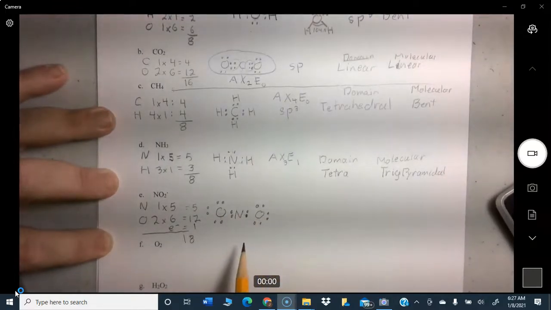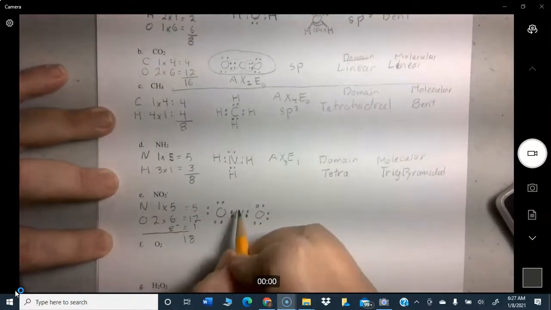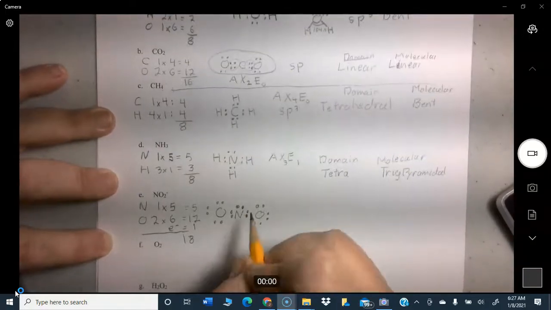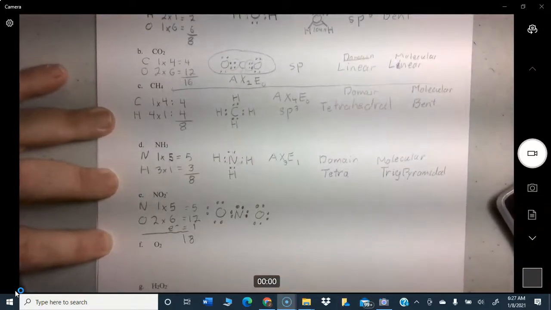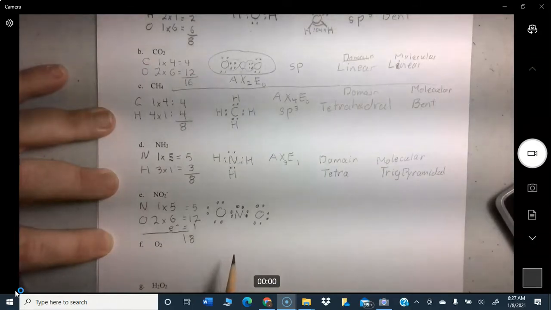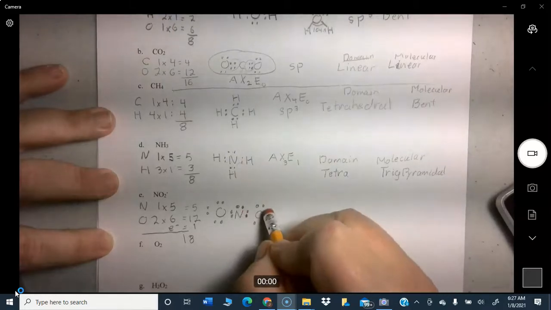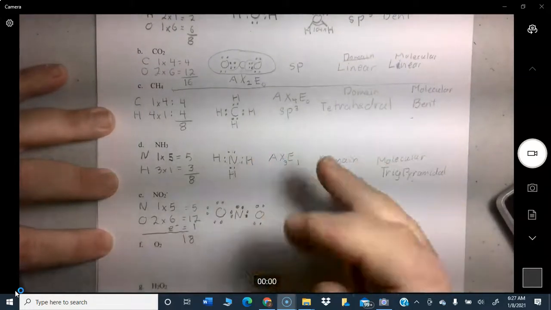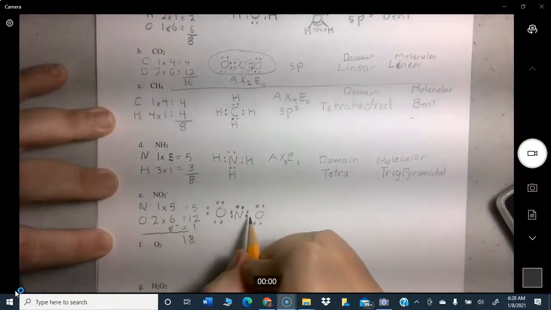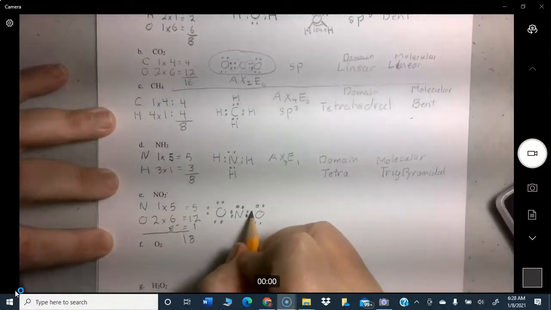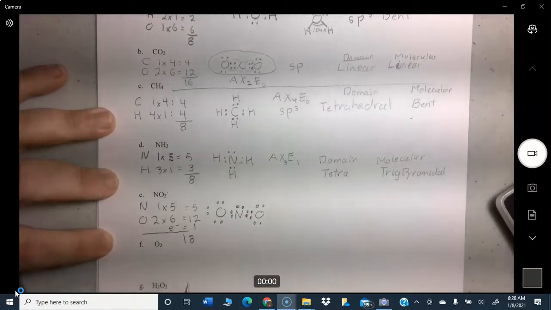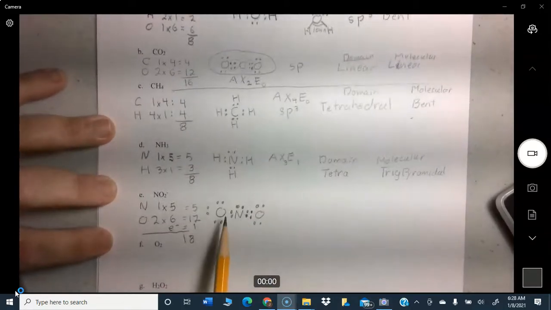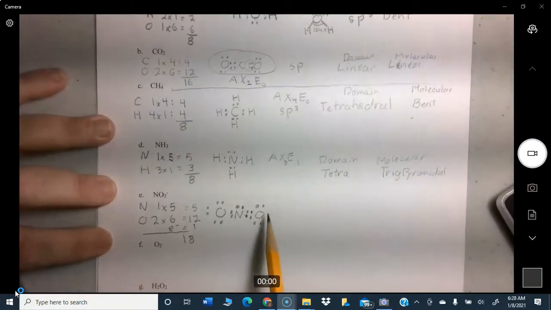Okay, so now we have 16. We need 18, 2 more, so we're going to put them here. Alright, so now we have 18, but nitrogen still doesn't have a full octet, so what we can do is we don't want to add or subtract any, we just want to move some, so we're going to take this pair and we're going to move it and make a double bond in here. Alright, so you have a molecule with 1 double bond and 1 single bond, and oxygen has an octet, nitrogen has an octet, and oxygen has an octet over there.